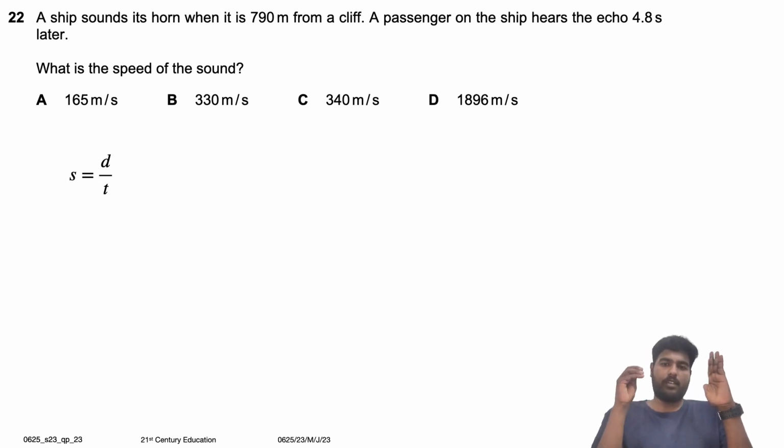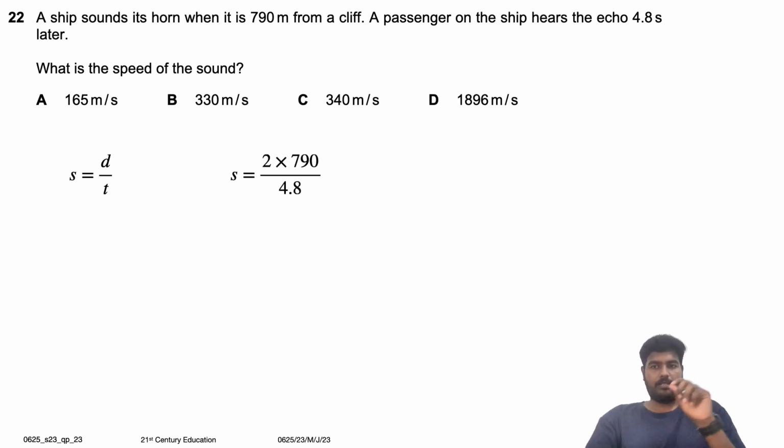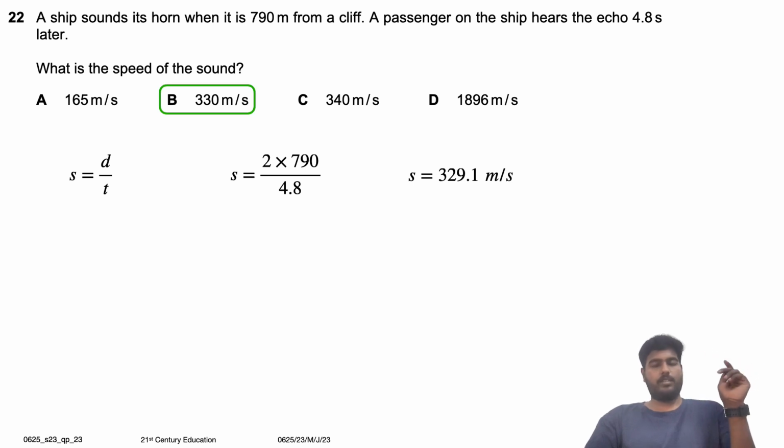When the ship is honking, the horn sound travels all the way from here, gets reflected and comes back here. So this is 2 times the distance between the cliff and the ship. So it's 2 times 790 meters, divided by the time, 4.8 seconds. So the answer is 329.1 meters per second. If we round it off, 330 meters per second.